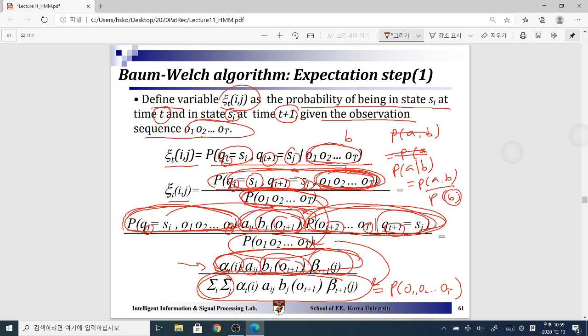So this is what I want to show with the Baum-Welch algorithm on the expectation step.